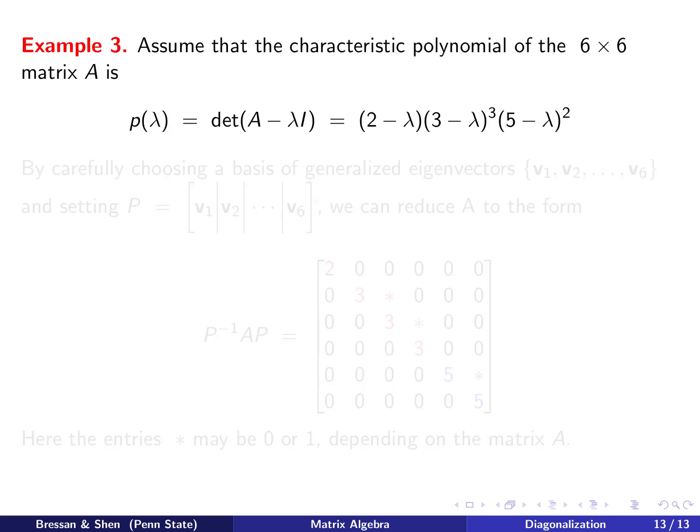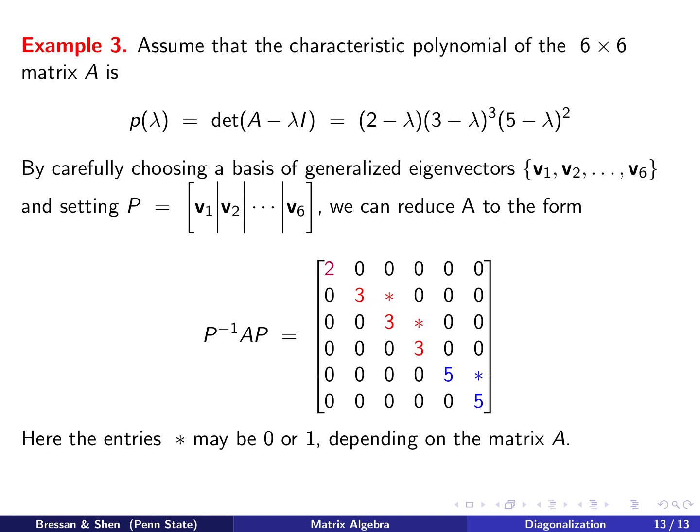Okay, let's take a third example. We'll just talk about general ideas and will not work out the details. Assume that you have a 6 by 6 matrix and you work out the characteristic polynomial, which can be written in this form after you factorize it. Here you see that lambda 1 equals 2 is a simple root, lambda equals 3 is a triple root, and lambda equals 5 is a double root.